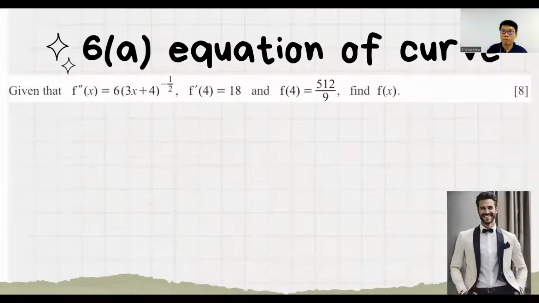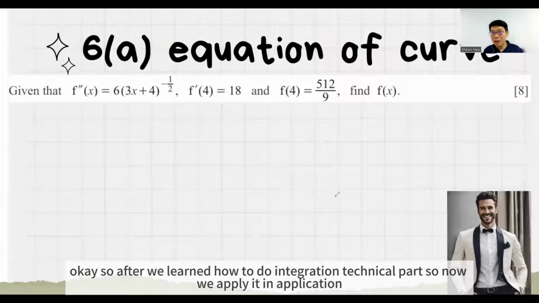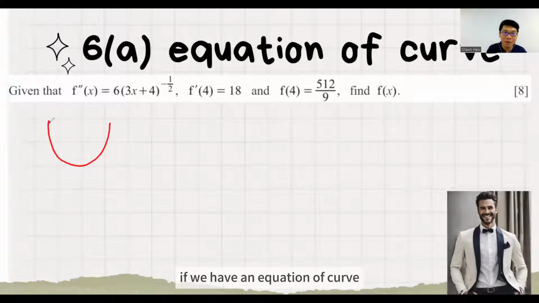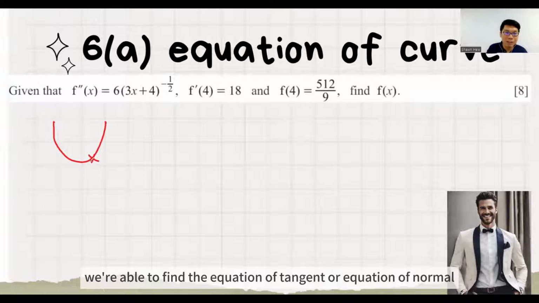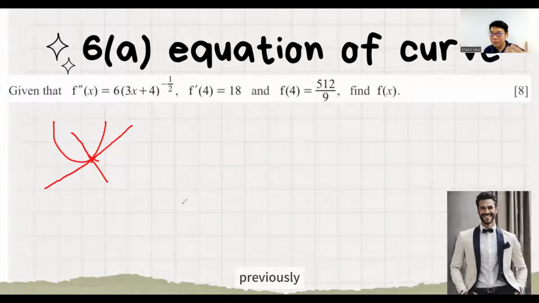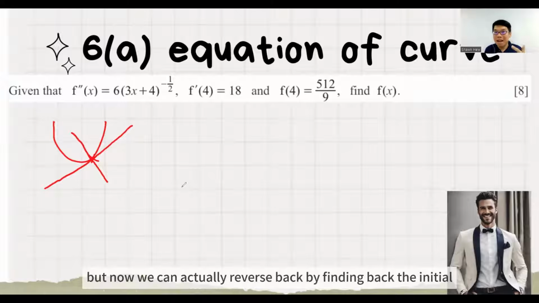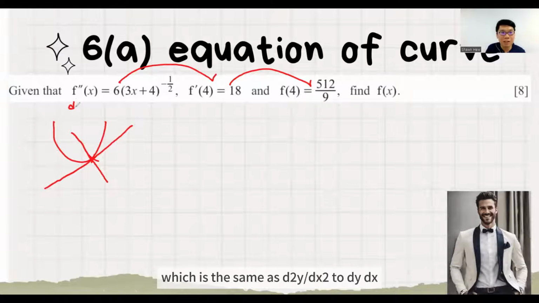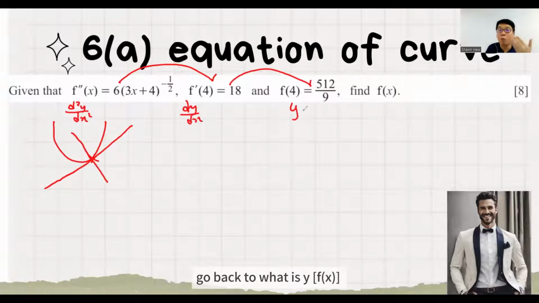Okay, so after we learn the technical part of integration, now we apply it in application. The first application is to form back the equation of curve. Previously, if we have an equation of curve, we are able to find the equation of tangent or equation of normal, forming a straight line equation. But now we can reverse by finding back the initial curve from f double prime, which is the same as d2y/dx squared, to dy/dx, and go back to what is y.